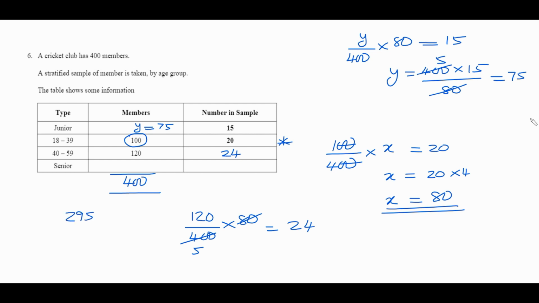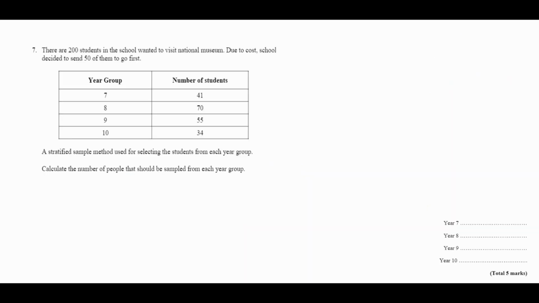295. 295 plus 5 is 300. 400. 105. So here the sample sizes we already know: 80. So 20, 35, 45, 55, 59, 60, 21. So 25, 35, 45, 50, 60, 70, 80. That is the answer for question number 6.